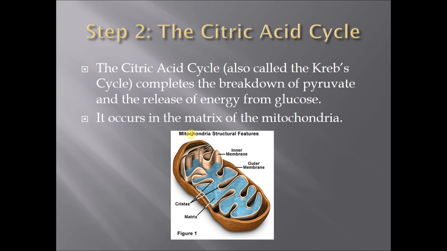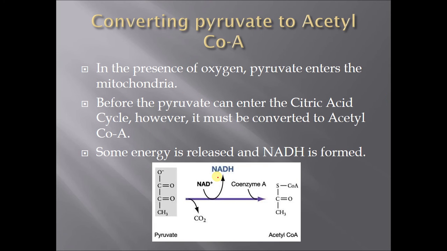Next, the citric acid cycle. The citric acid cycle, also called the Krebs cycle, completes the breakdown of pyruvate and releases the energy from glucose in the form of NADH and ATP. This occurs in the matrix, the inner part of the mitochondria. In the presence of oxygen, pyruvate enters the mitochondria. Before the pyruvate can enter the citric acid cycle, it must be converted to Acetyl CoA, in a process called pyruvate oxidation.